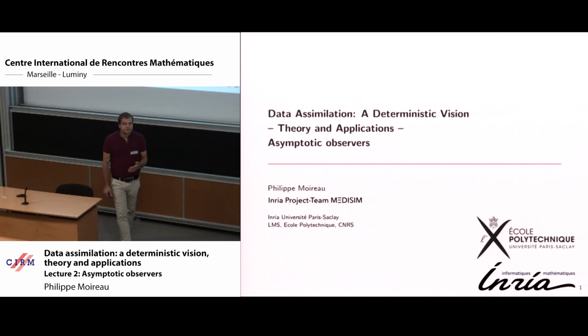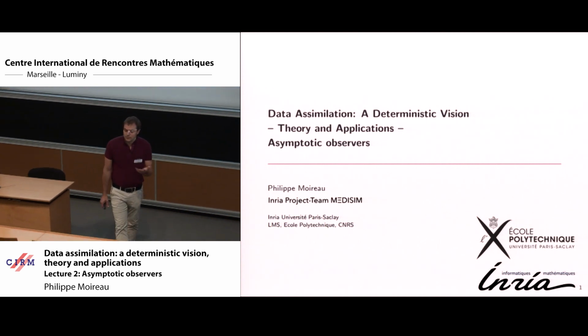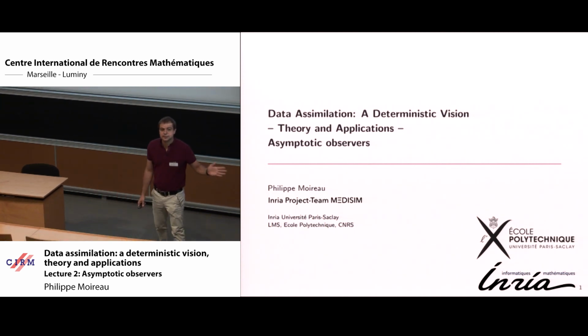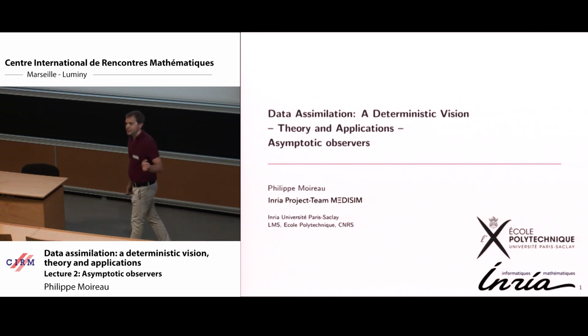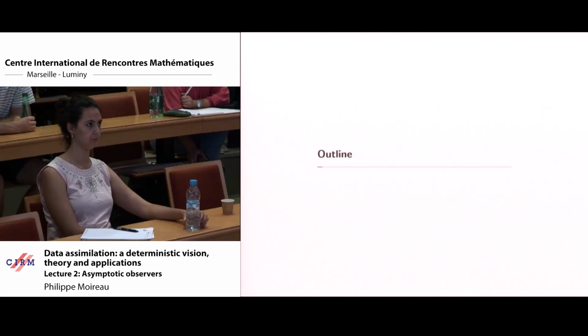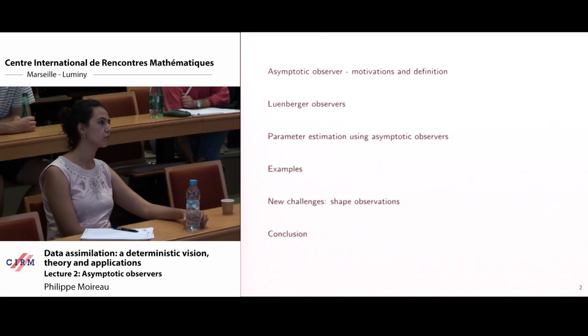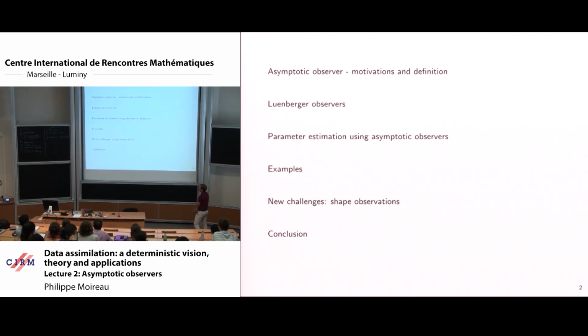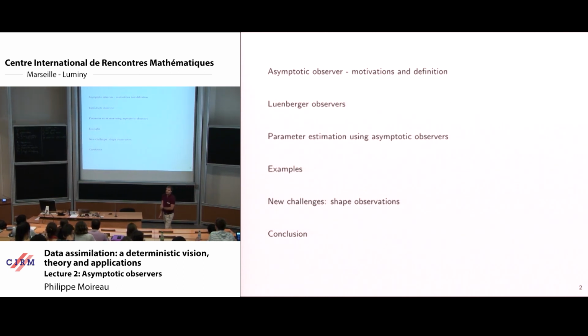Observers is the other word for a sequential estimator. So for this kind of estimator where you try to estimate over a long time. So the outline will be shorter than yesterday, and we will have quite a lot of examples at the end, on applications around cardiovascular problems.